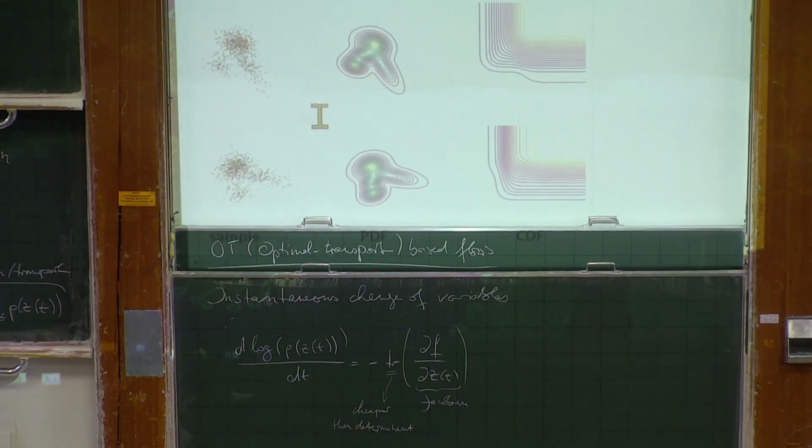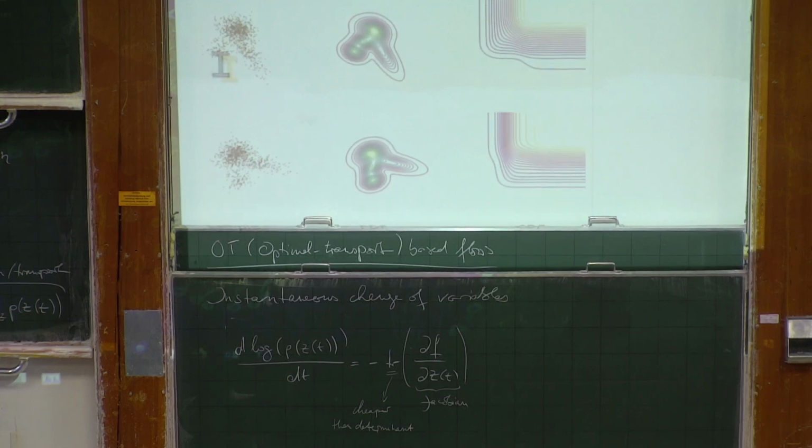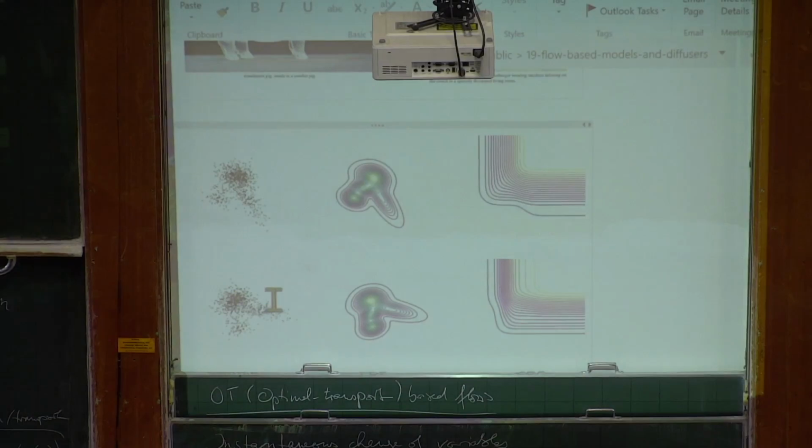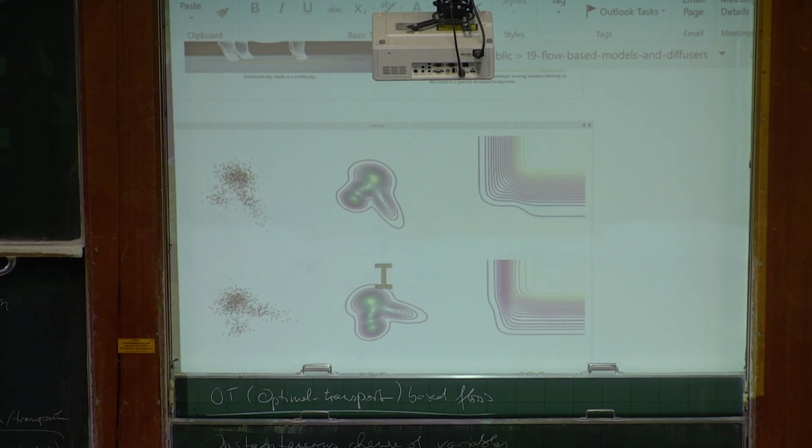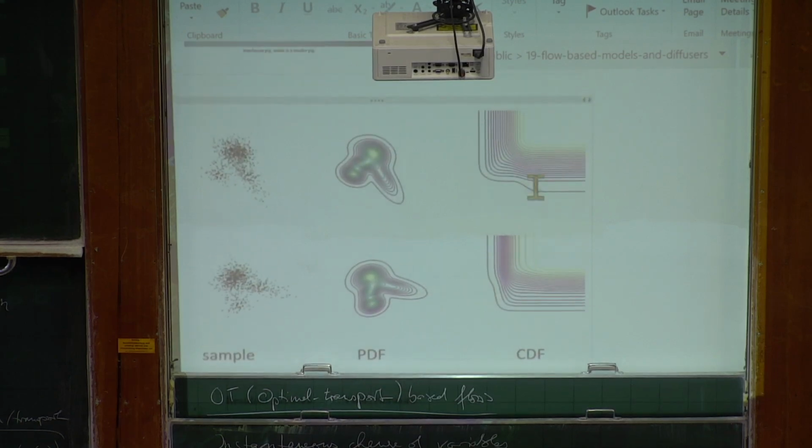So here I have some probability density function. I have some points sampled from it. Here I've rotated the probability density function a little bit. Those are the same points rotated. And on the top right are now the cumulative distribution functions. And you see the PDF has just rotated, but the CDF, the cumulative distribution function, has really changed qualitatively.